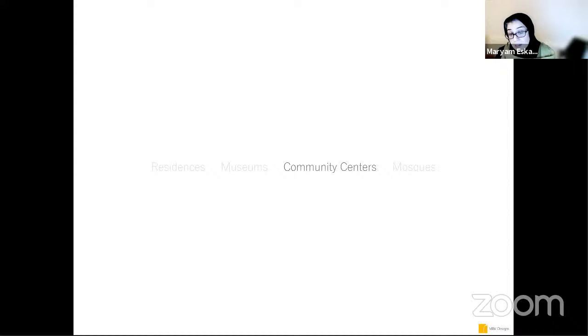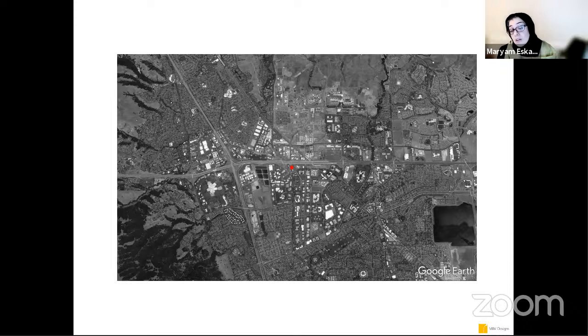So now we moved from museums to community centers. Muslims here in the United States, we have mosques and we have community centers. This was a really interesting project because this was done in California. This is kind of what brought me here. A developer came to us and said, we want to create a mosque. And we want to build this mosque in the middle of this area. This is the red dot.